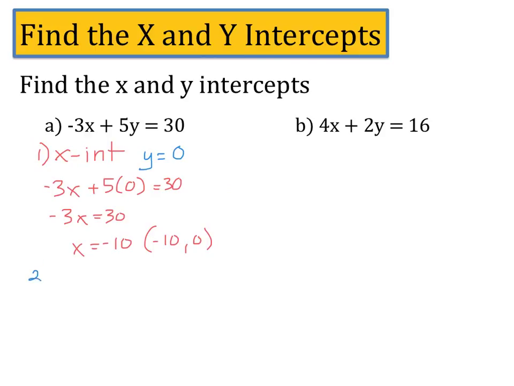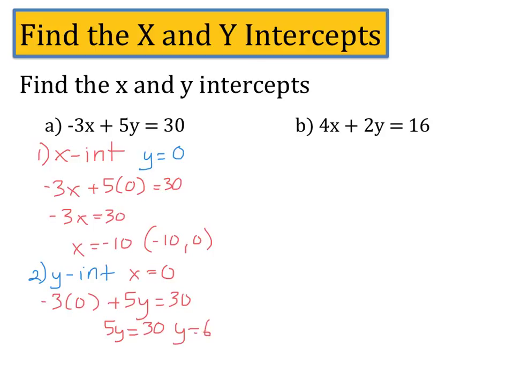So if we're going to look for the y-intercept, it's a similar process, but now instead of having y equals 0, we make x equals 0. So we plug x back into our equation as 0. So we have -3 times 0 plus 5y equals 30. Solve for y. 5y equals 30. We know that y is going to equal 6. So our y-intercept will be (0, 6).